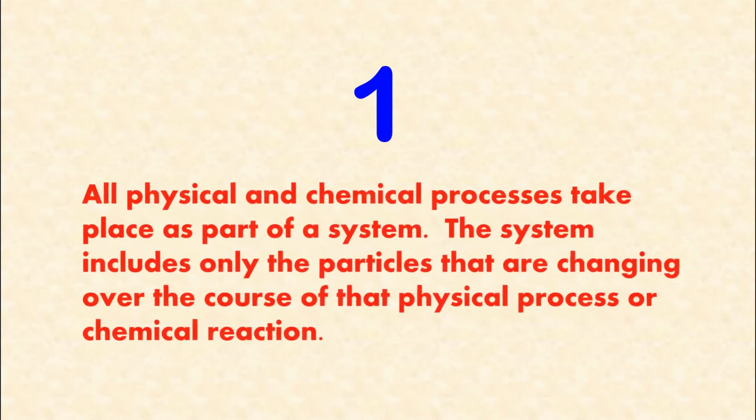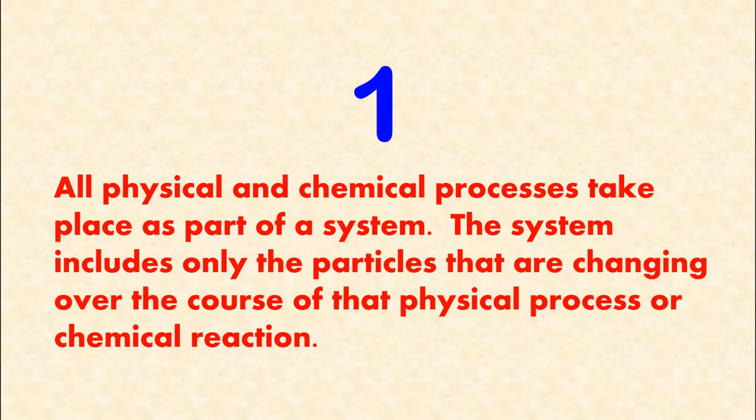Now, here are the 10 things you've got to know from Unit 6. Number 1. All physical and chemical processes take place as part of a system. The system includes only the particles that are changing over the course of that physical process or chemical reaction.